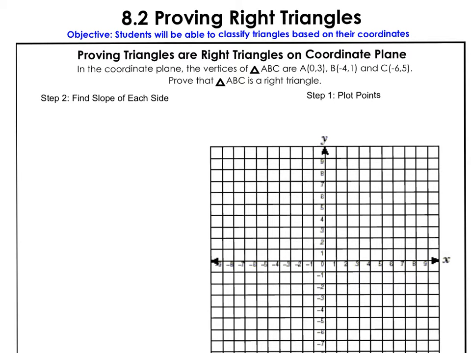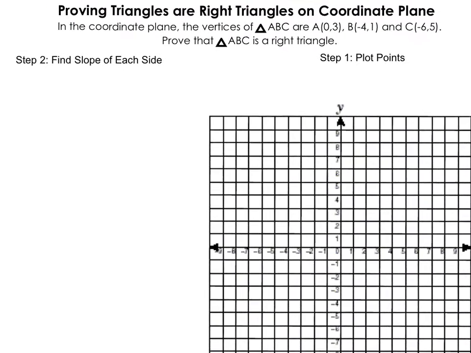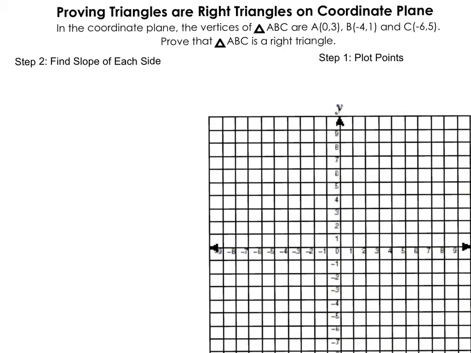All right, so let's take a look at this problem. Given just three little coordinates, how could we actually prove that something is a right triangle? How can we do that? Well, I'll show you. In the coordinate plane, the vertices of triangle ABC are A (0, 3), B (-4, 1), and C (6, 5). Prove that this is a right triangle. And we are going to prove it, using mathematics.